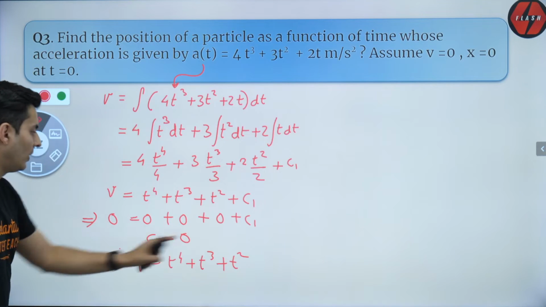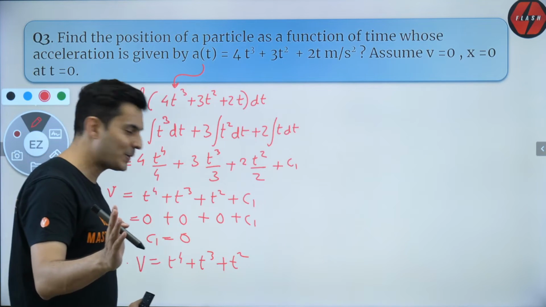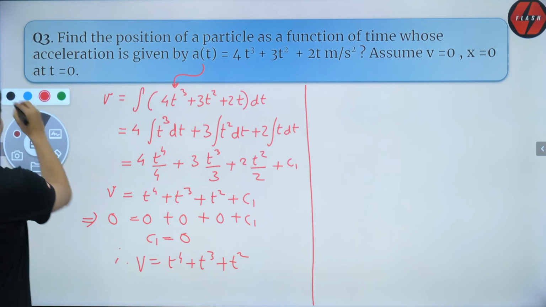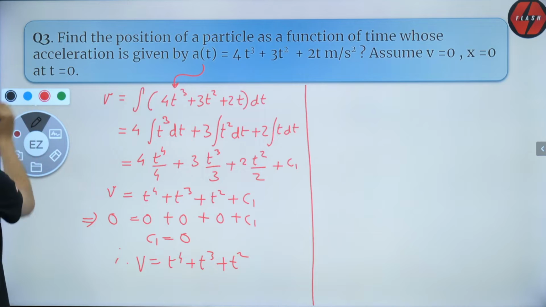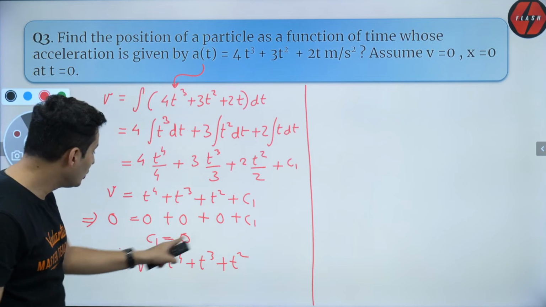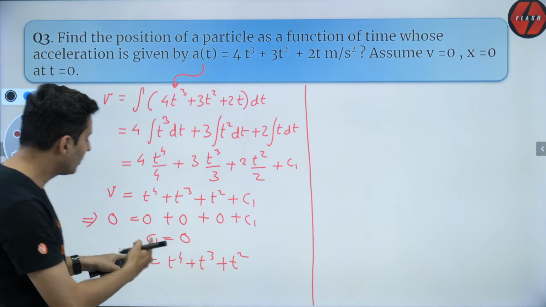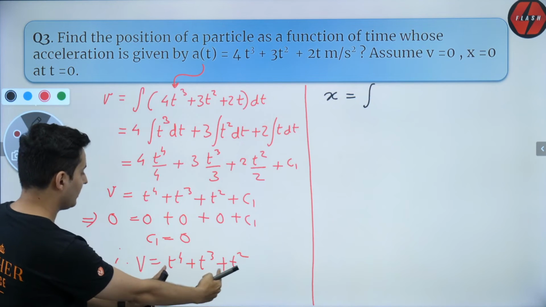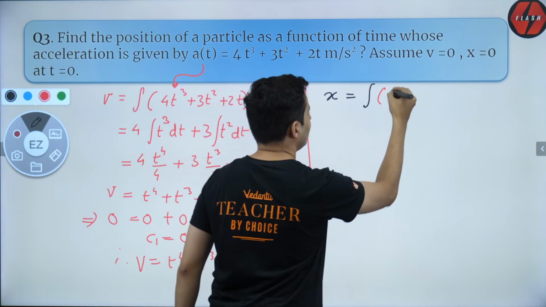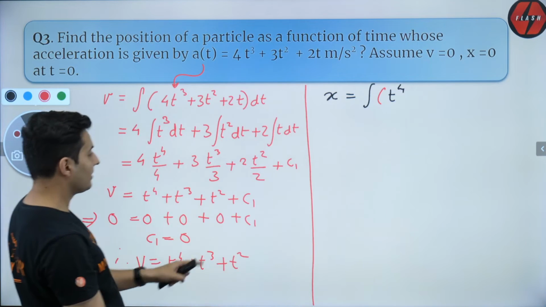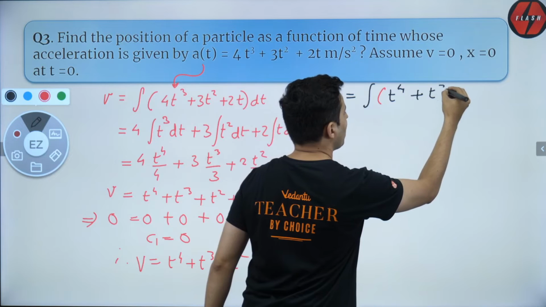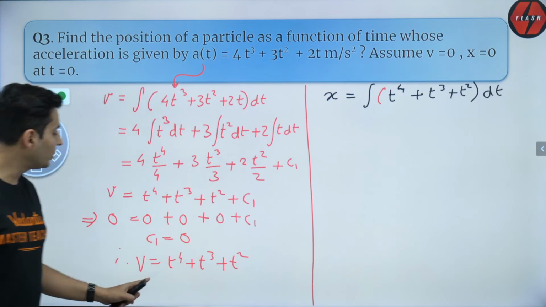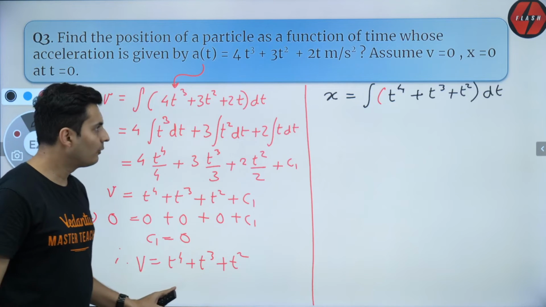So that's velocity. But we are not done yet. Do not be happy. Do not celebrate yet. We need to find, guys, what is the position. So use this and integrate to find position. So recollect, x is integral of velocity, this big term, which is t raised to 4 plus t cube plus t square dt. So that is what we need to integrate to find position.